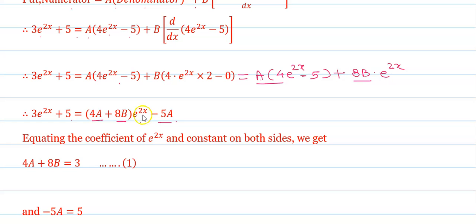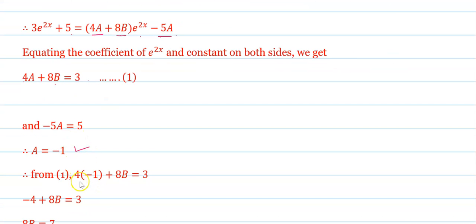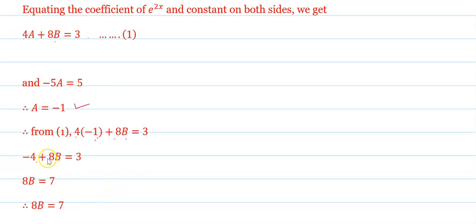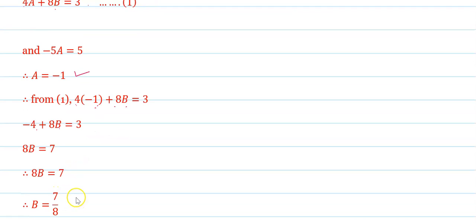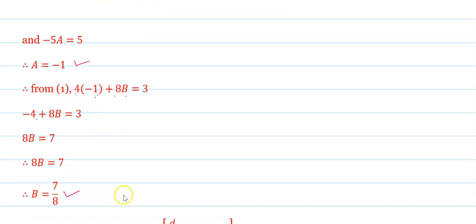What about the coefficient of e^(2x)? That is 4a plus 8b is equal to 3. Put a equals minus 1. 4 into minus 1 plus 8b is equal to 3. 4 into minus 1, minus 4, plus 8b is equal to 3. And hence 8b is equal to 3 plus 4, that is 7. And hence b is equal to 7 upon 8.